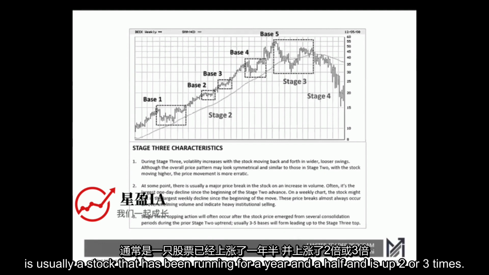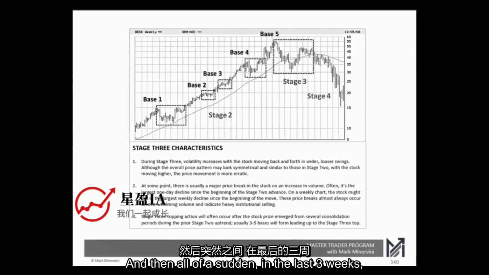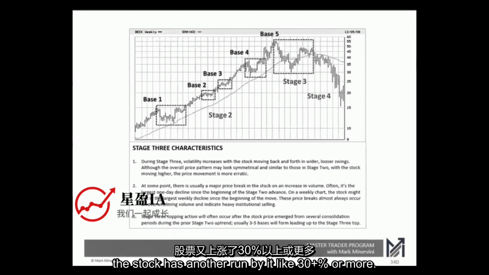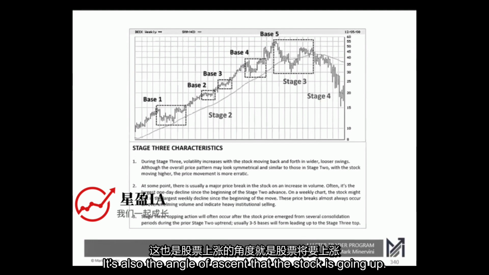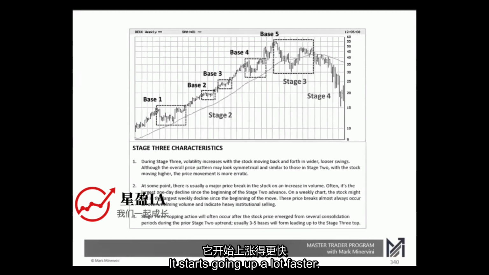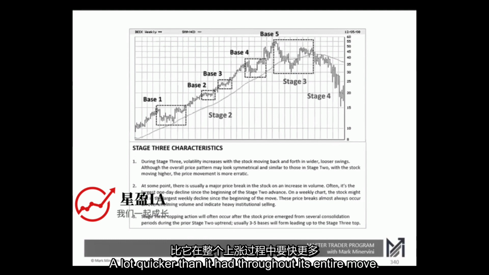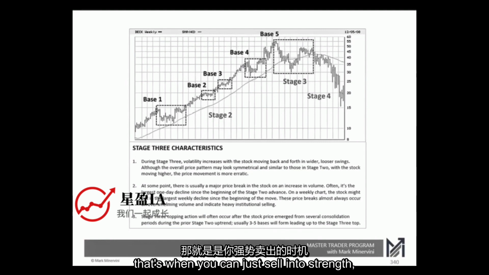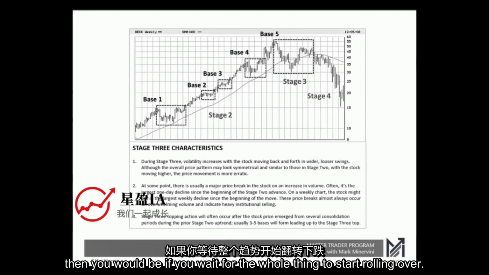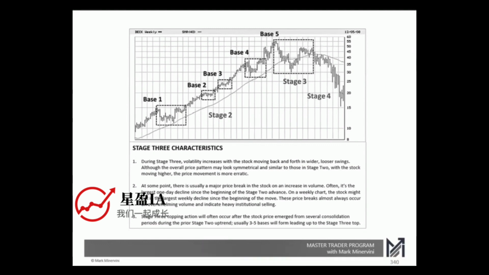Yeah, and that's usually a climactic move, usually a stock that has been running for a year and a half and is up 2 or 3 times, and then all of a sudden in the last 3 weeks the stock has another run of like 30+% or more. Also, it's the angle of ascent. It starts going up a lot faster than it had throughout its entire move. And so when you get those characteristics occurring, that's when you can sell into strength and get a lot closer to the top than if you wait for the whole thing to start rolling over. Yeah, and that's what I was saying.